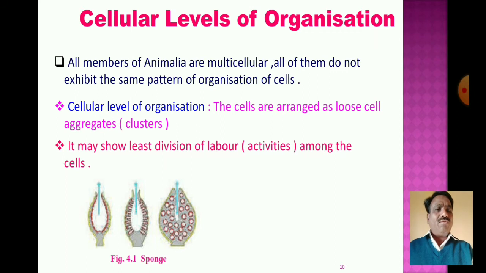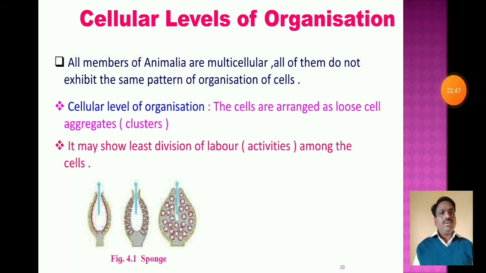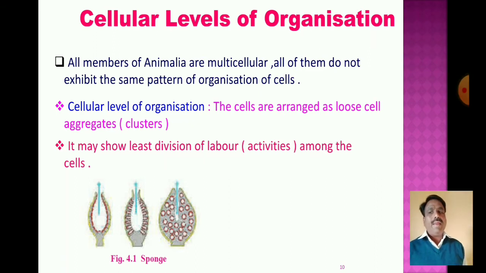Then the cellular level of organization, which goes to the sponges. In the cellular level of organization, in this body plan, cells do not form tissues or organs, and there is minimal differentiation and division of labor among the cells.